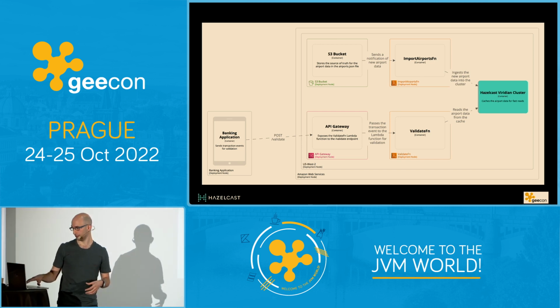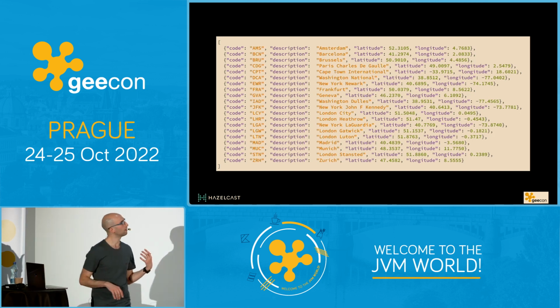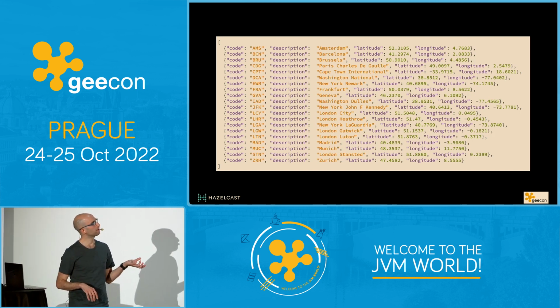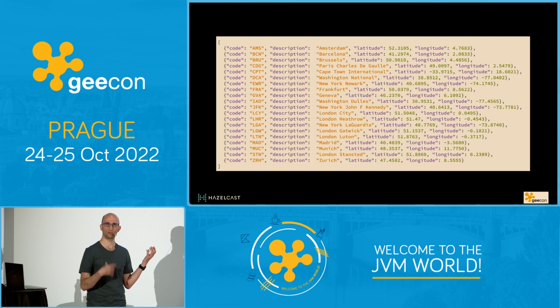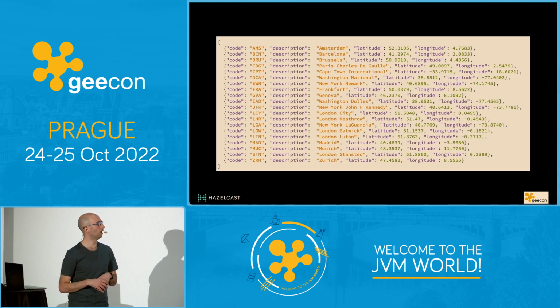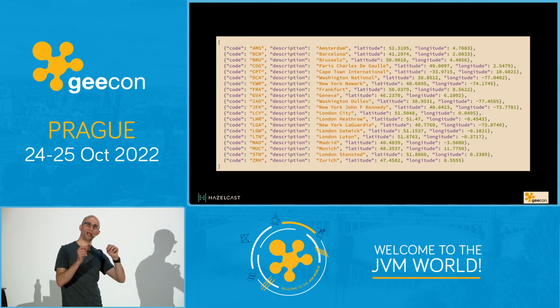For the simplicity of this talk, the airport data refers to a JSON file, but it could be anything, to be honest. It doesn't matter. So we have a code for it. This is the airport code. We have a description, and we have the GPS coordinates. The GPS coordinates allow me to calculate the time window between two airports.